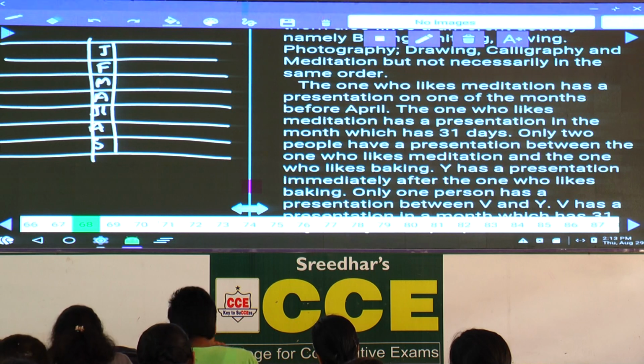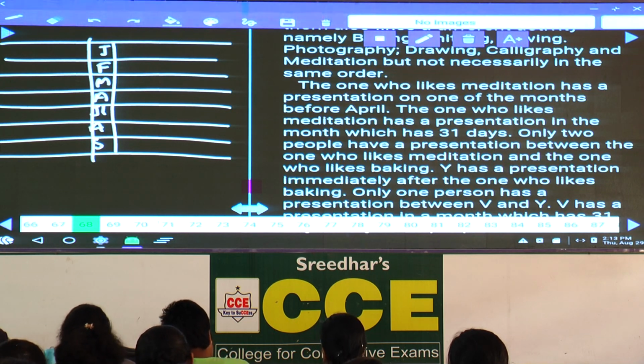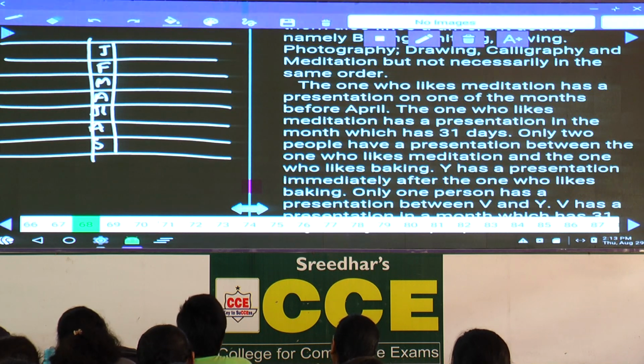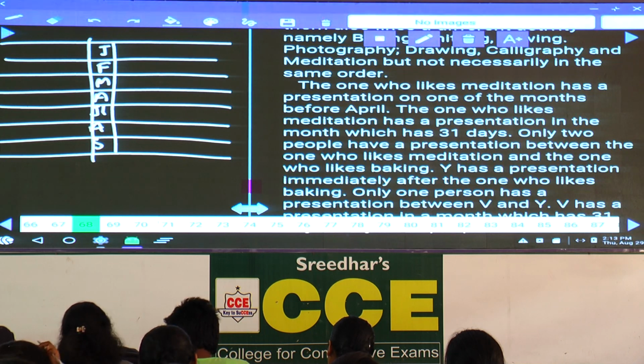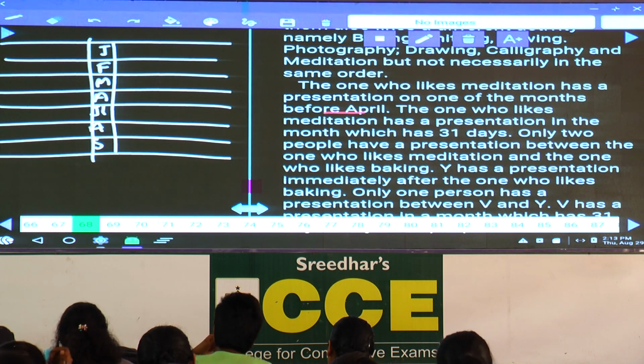The one who likes meditation has a presentation in one of the months before April. Now before April, tell me how many months we have? There are 3 months. Jan, Feb, and March are the 3 months, isn't it? And the one who likes meditation has a presentation in one of the months before April. That means there are 3 different possibilities.